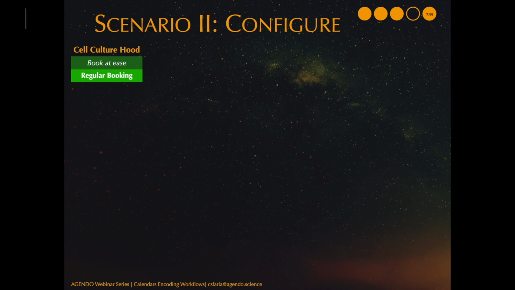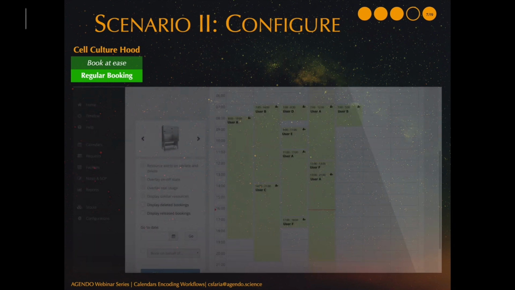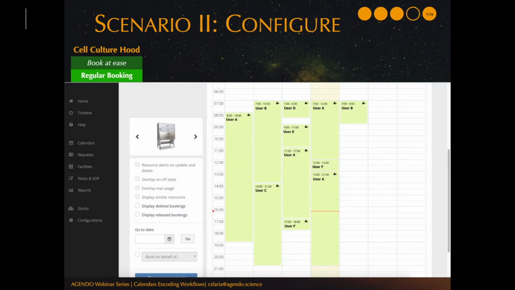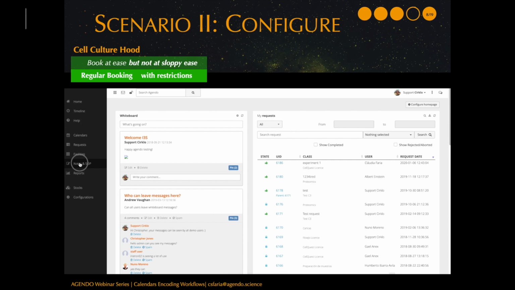Now, everything seems fine with my calendars, but for the Book at Ease calendar, I'm starting to notice that some users are making bookings for far too long, not sharing the resource with other scientists, and are not really respecting the good usage practices. So now I need to impose some limitations. I still want them to make regular bookings, but I do not want them to stay there for too long, and I want them to read the good practices documentation before usage and acknowledge it. So now I will make it book at ease, but not at sloppy ease.